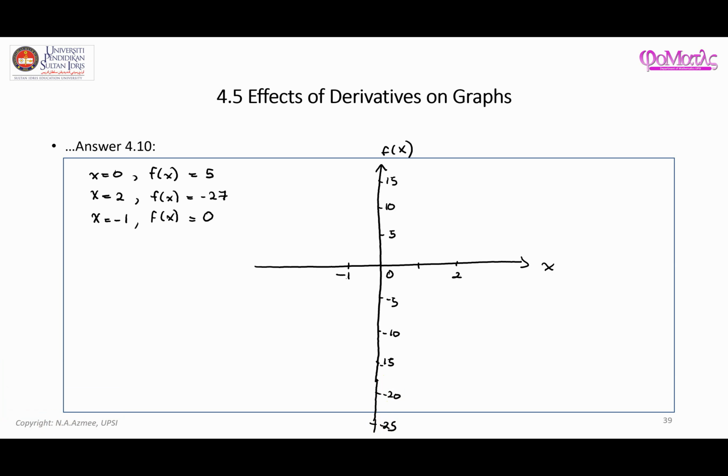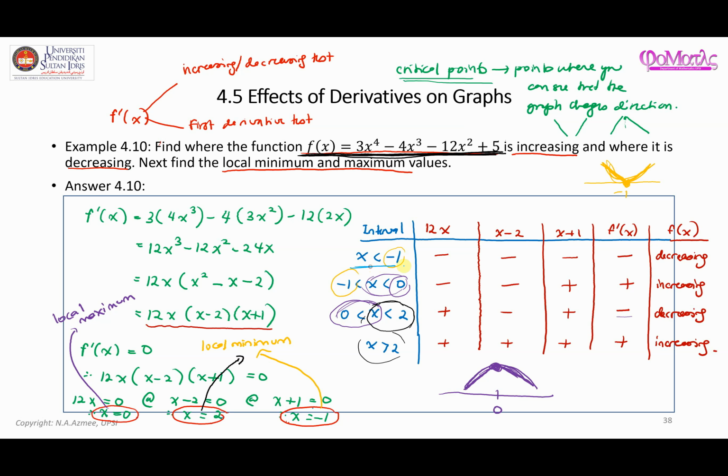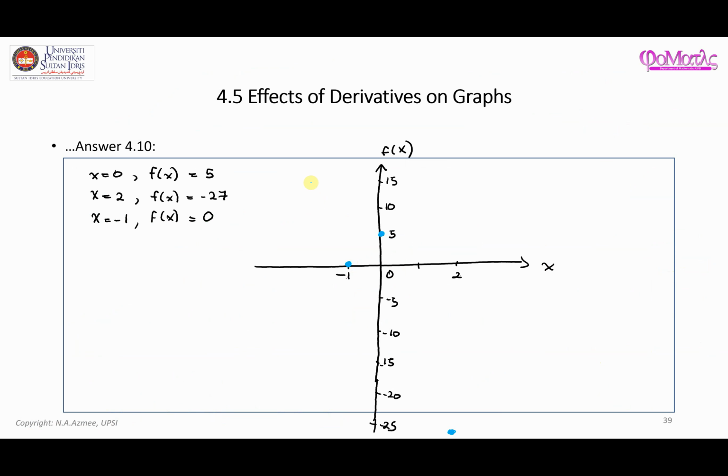Next, when x is 0, the value here is 5. When x is 2, the value is somewhere here, which is -27. When x is -1, it is 0. These are the 3 important points that you have identified. And then next, we have demonstrated that when x is less than -1, the function is decreasing. That means it's going down. So for x less than -1, we can imagine it looks like this.